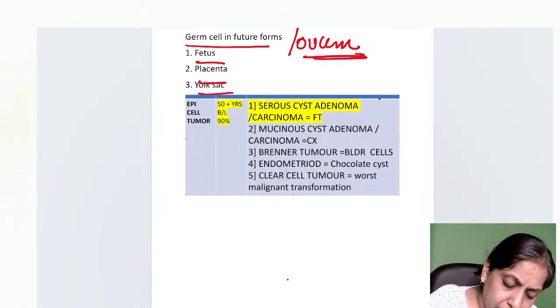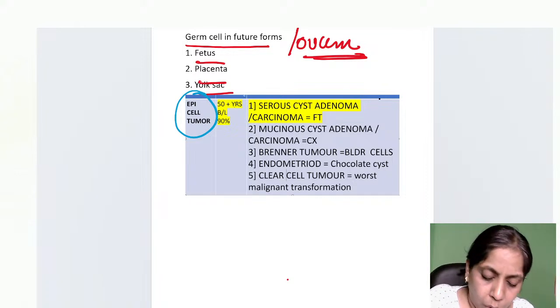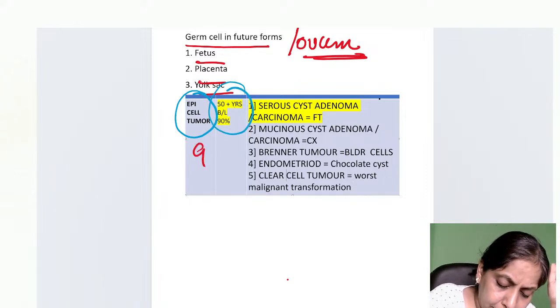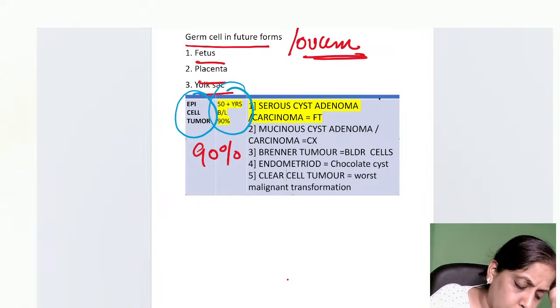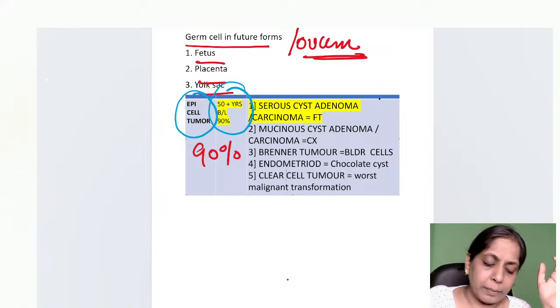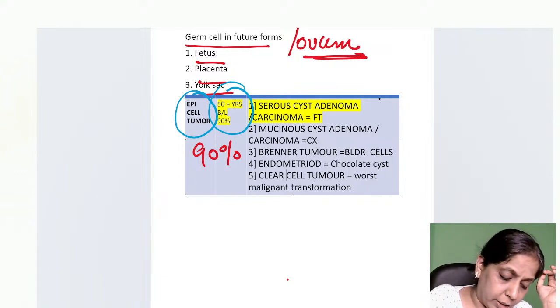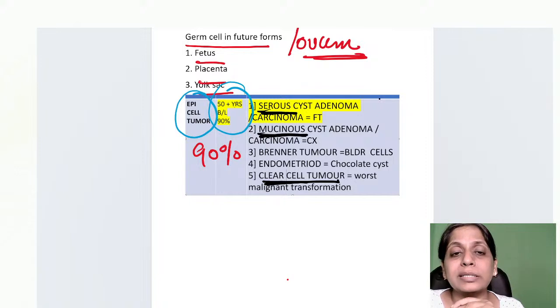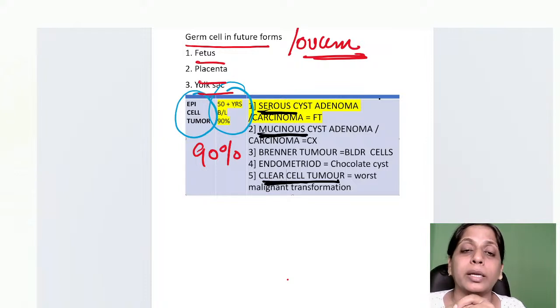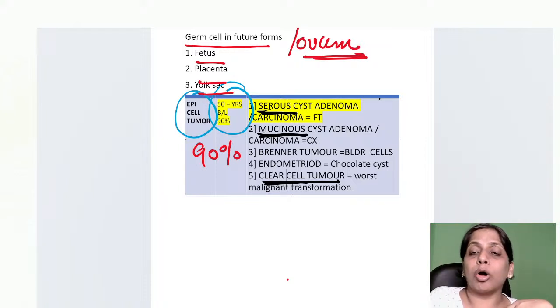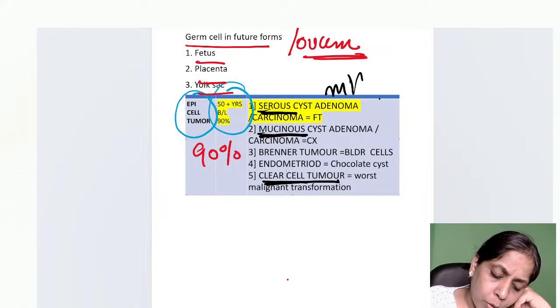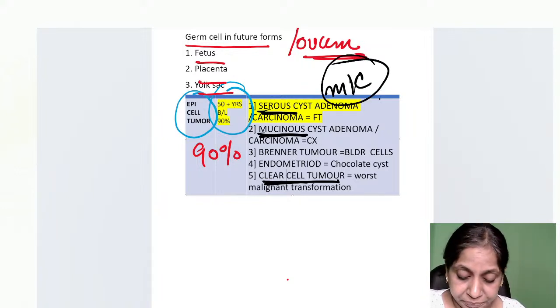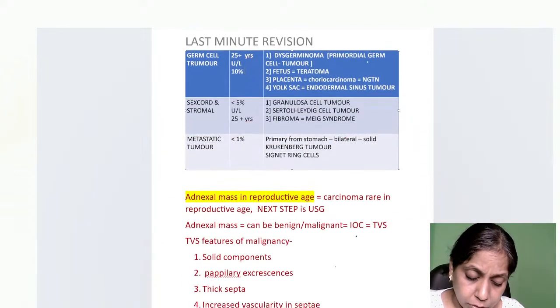The epithelial ovarian tumor occurs in an old age lady and it is 90% of all the tumors. So if they ask which is the most common ovarian tumor, you will answer the epithelial ovarian tumor. And out of the epithelial, you have to learn only three: serous, mucinous, and clear cell tumor. Serous tumor is the most common of all of them, and clear cell is the worst of all of them.